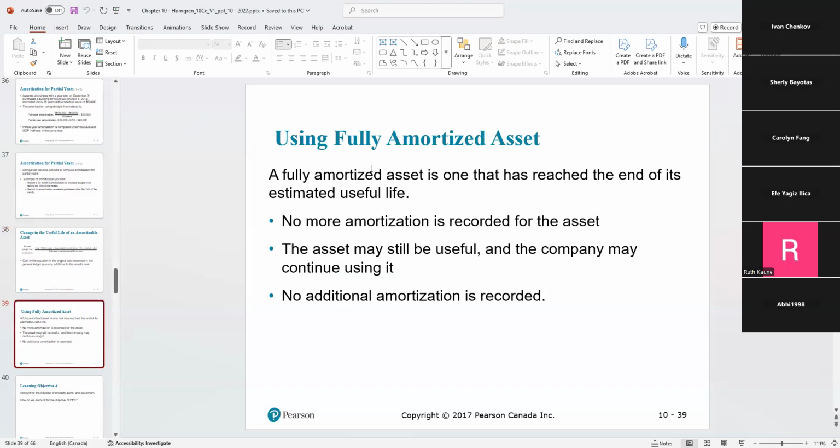Can I use a fully amortized asset? Absolutely. There's nothing wrong with the asset. Let's say you're driving a truck which you want to amortize.